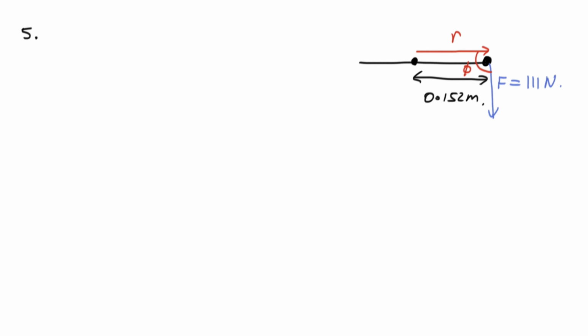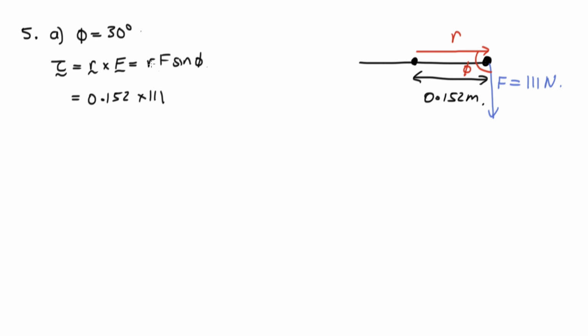but in the question we get given different values for phi. Okay, so in part A, we're told that the angle is equal to 30 degrees, and we're asked to calculate the torque. So we know that the torque is given by R cross F, which we can write as RF sine phi. So we can substitute in, we've got 0.152 times 111, and in the first part, phi is 30, so this is times sine 30. So solving that one, we end up with 8.4 Newton meters.